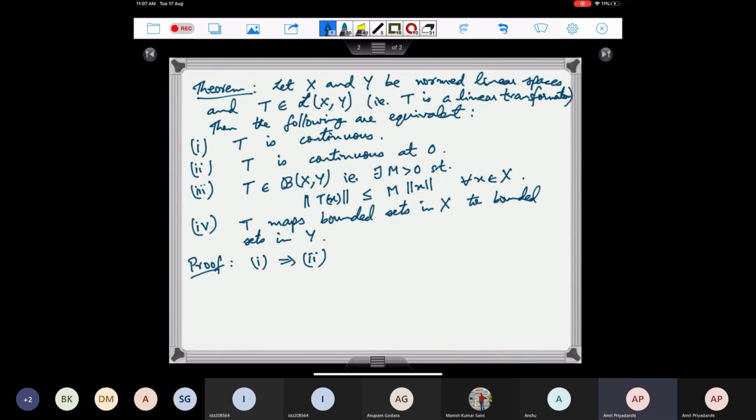So 1 implies 2. This is obvious, because if T is a continuous function, then it has to be continuous at all points of X. In particular, it is continuous at 0. What about 2 implies 3? Suppose we are given that T is continuous at 0, and we want to prove that there exists some constant M such that norm Tx is less than or equal to M times norm x.